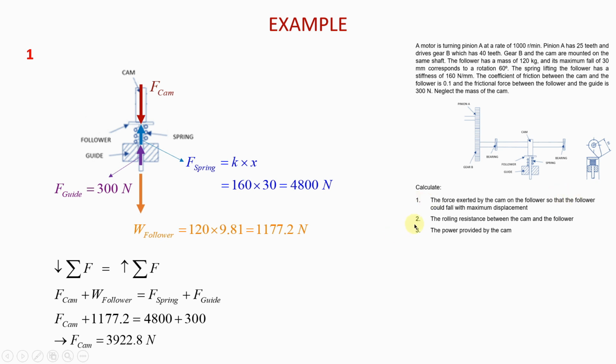Now, for question number 2, you need to find the rolling resistance between the cam and the follower. And that is just the friction force between the cam and the follower. Now, if you think about it, you will remember that to find the friction force, you need to have a normal force. Okay, so that's question number 2. We know that the friction force is equal to the coefficient of friction multiplied by the normal force. Okay, we have the coefficient of friction between the cam and the follower, which is given as 0.1. So now we need to find the normal force that is acting on the follower.